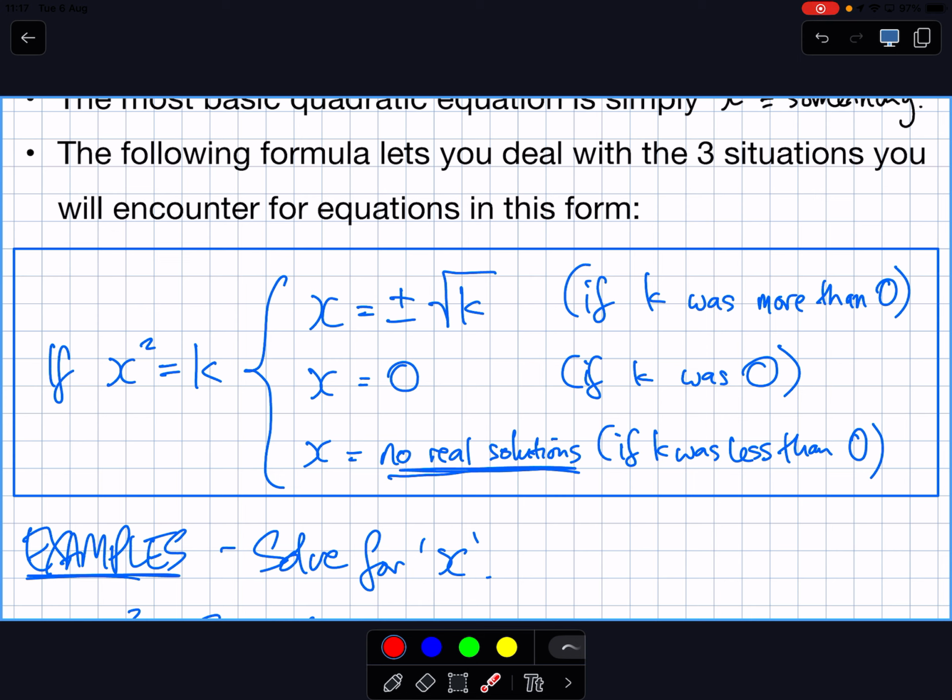So again, if you've got an equation that says x squared is equal to a number, which we're calling k: option 1, x is going to be plus or minus the root of k if k was more than 0; x could be 0 if k was 0; and x could be no real solutions if k was less than 0. So don't stress about this. The only people that will have to deal with this later, if you do specialist maths, will deal with something called imaginary numbers. Because they're imaginary, they're not real.